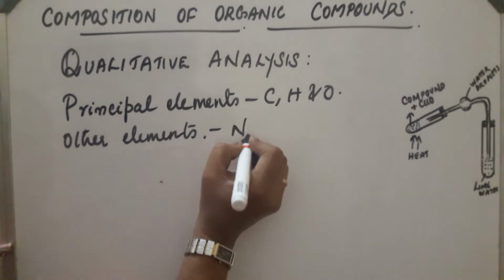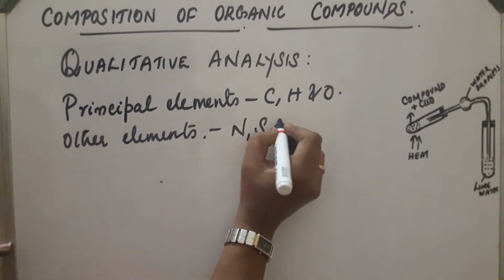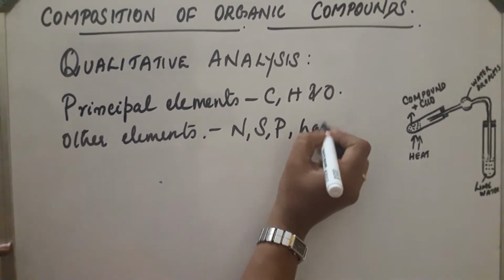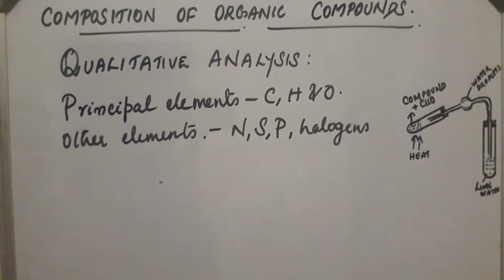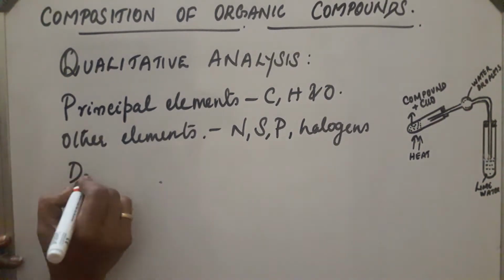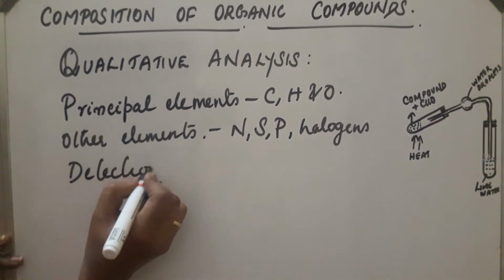Other elements present are nitrogen, sulfur, then phosphorus, halogens, etc. And some metals are also rarely present in them. First, we can detect carbon and hydrogen. Detection of carbon and hydrogen.